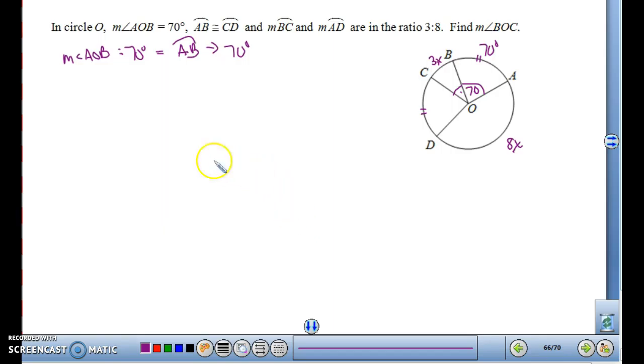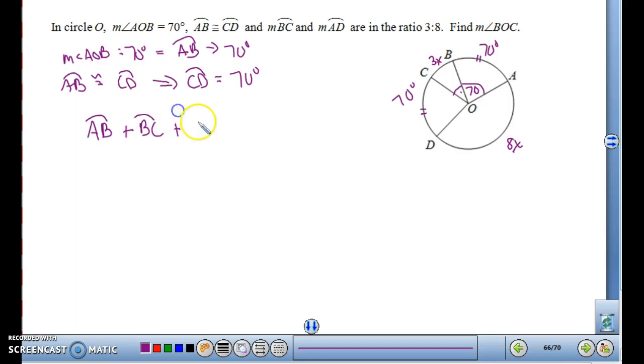So there we go. Now we know that AB is congruent to CD. So that means CD is 70. Okay, so now we have measures for all of the arcs. We have AB, BC, CD, and DA. We have all 4 arcs there. What is the total arc going to add up to? If you add all those arcs together, AB plus BC plus CD plus DA will add up to a total of 360 degrees.